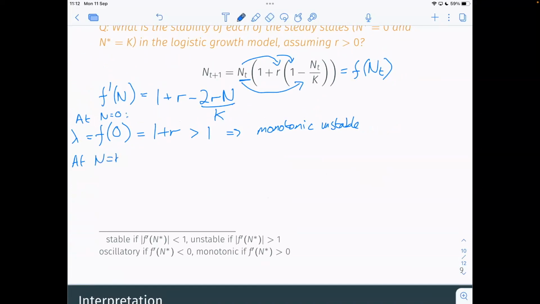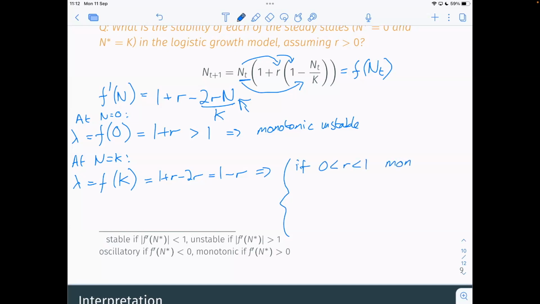Then if we think about at n is equal to k, just substitute this in now. So we're going to have a k over here. So we have minus 2rk over k, so the k's are going to cancel out. So we're going to have 1 plus r minus 2r, which is going to equal 1 minus r. So now the behavior is going to depend on the value of r, okay? So if r is between 0 and 1, so 0 is less than r is less than 1, then this lambda is going to be between 0 and 1, so it's going to be monotonic stable.